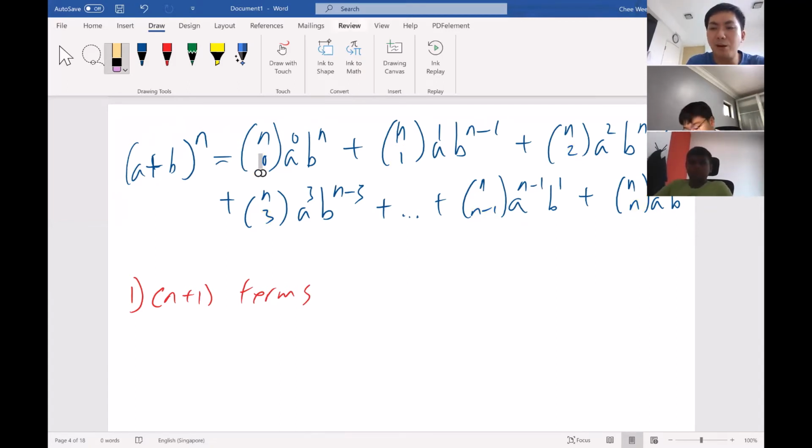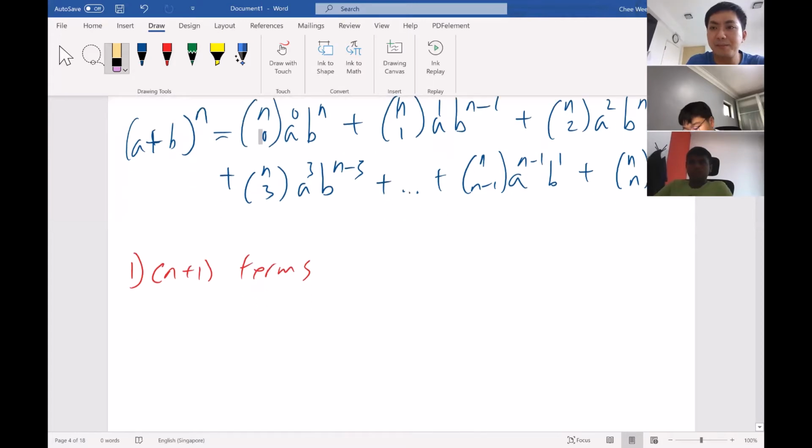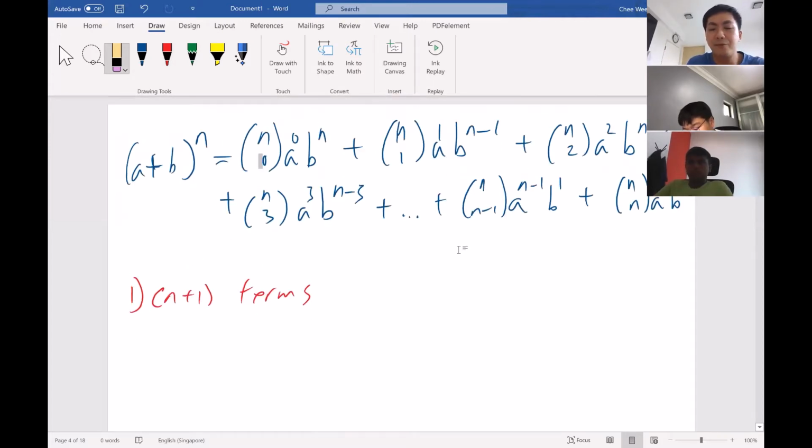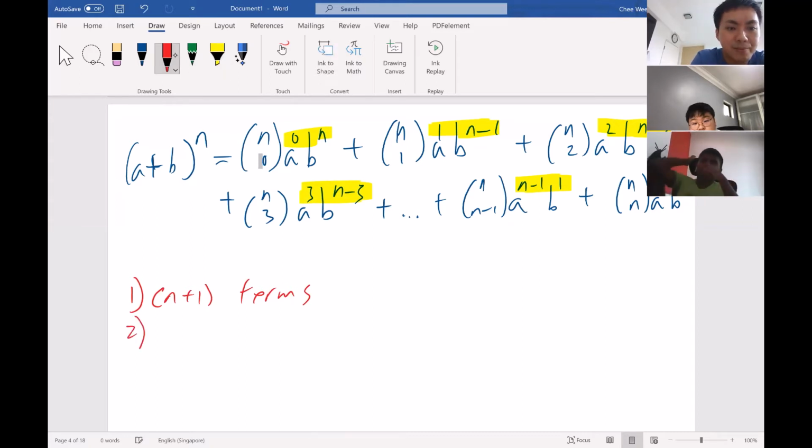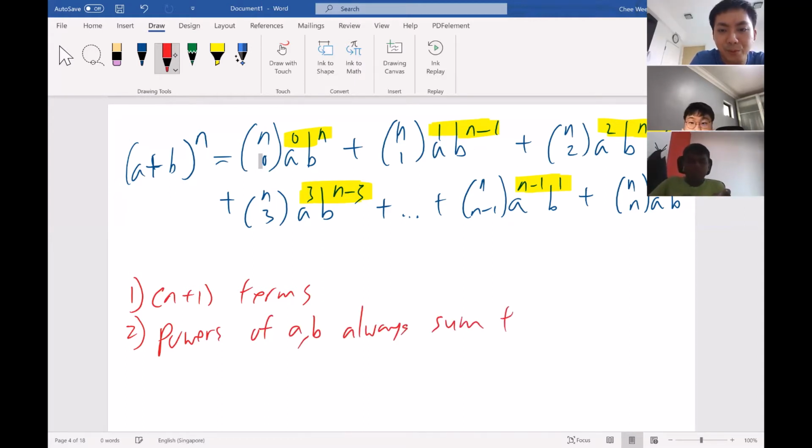The second observation that you can make is for each individual term, the powers of a and b would always equal n, which is the power of the original bracket. Look at my yellow highlighter, you will see it. So powers of a and b always sum to n.